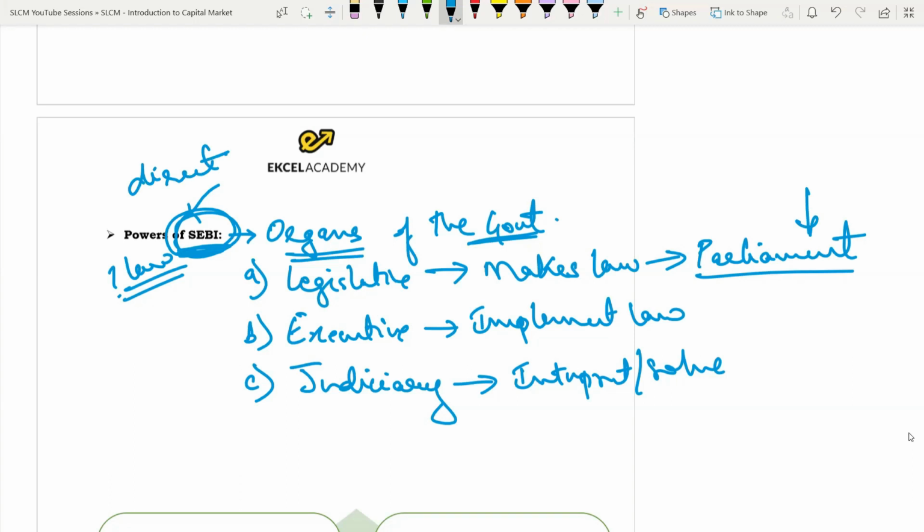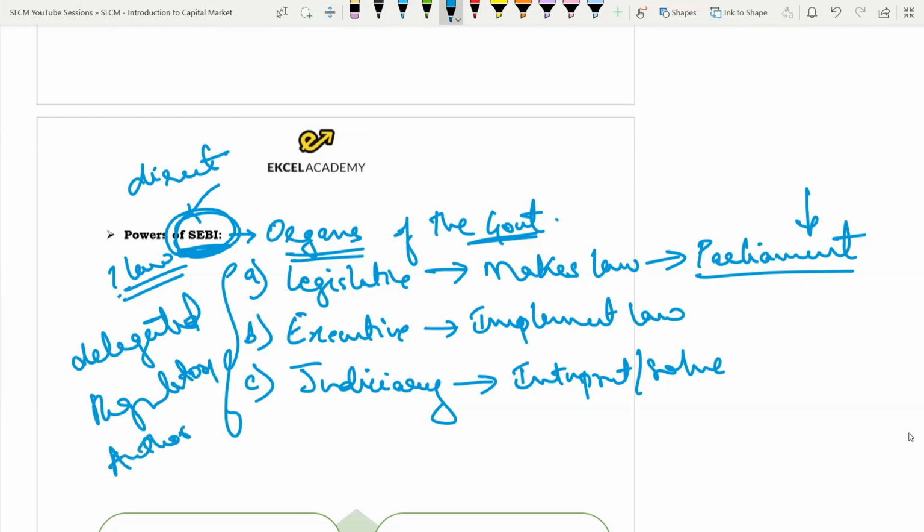So the overall framework can be done by the legislature. But when we are talking about one specific market, the primary direct regulator of the market will be in a better position to make the rules and regulations. That is when certain of these powers are delegated to the regulatory authorities. And this delegated authority gives the powers of SEBI.